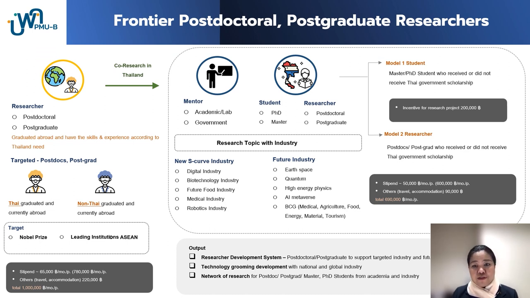One of our flagship programs for PMU-B is called the Frontier Postdoctoral Postgraduate Researcher Program. This aims at researchers who just graduated with either a master's or PhD. They can be Thai graduates in Thailand, or Thai graduates who are currently abroad who want to have their postdoctoral program in Thailand, in industry or at a research institution. Or it can be non-Thai graduates who are currently abroad and want to come to Thailand and do research here. This program can also fund their stipend, their travel, and their accommodations. So it's very flexible funding that will provide researchers who can help with the research program in your research institution or in the industrial sector as well.